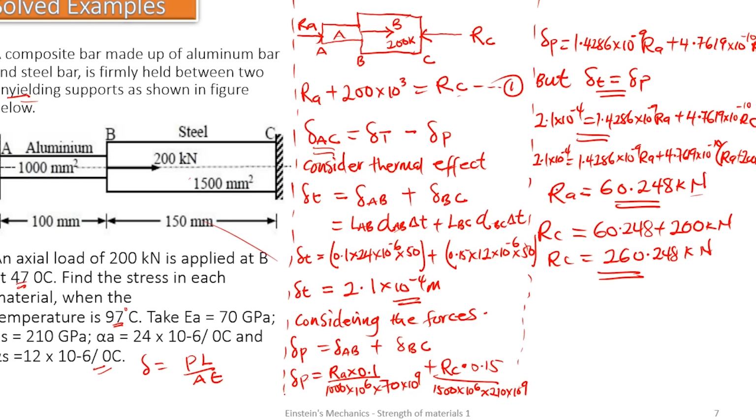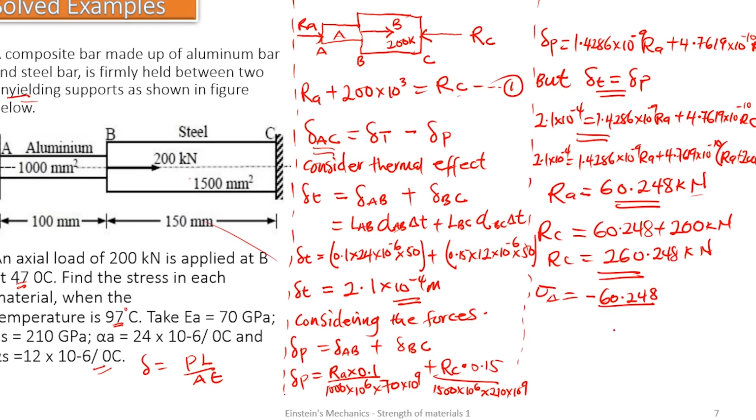So can we use that to find the stress? Yeah, we know stress is force on area. So let's calculate the stress in A. What's the force in A? In A, the force acting is RA, and we know RA is 60. But remember, RA is a compressive force, so we can negate it to be -60.248 over the area of A, which is 1000 millimeters square.